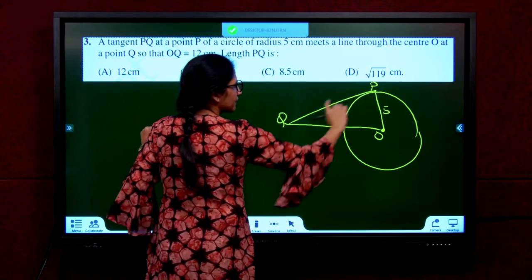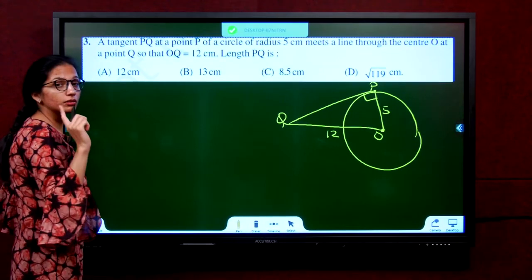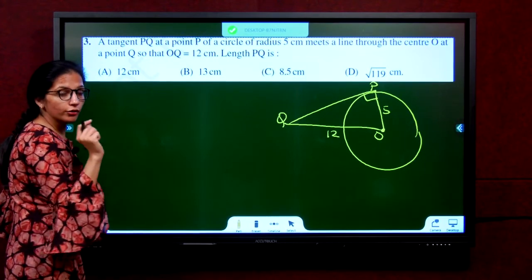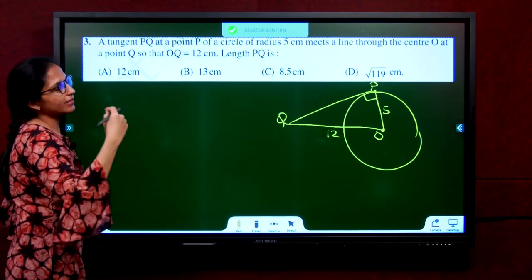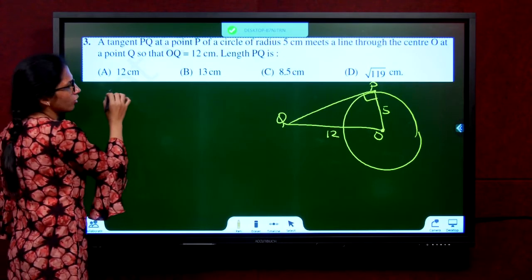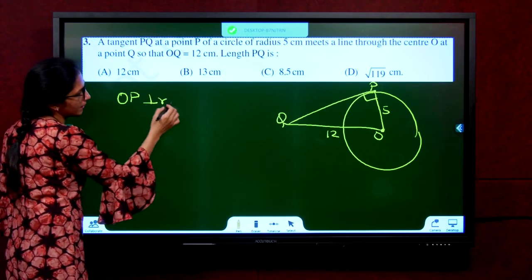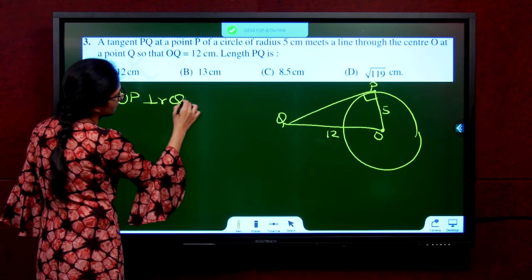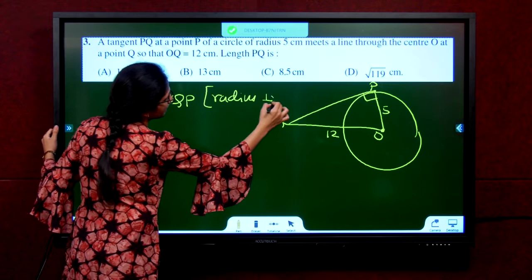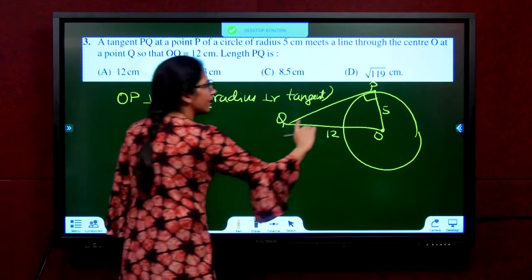We know that OP is perpendicular to PQ. Why? Because radius is always perpendicular to the tangent, theorem 1. You should not use those numbers, you have to state the theorem: radius is perpendicular to tangent at the point of contact. You have to write it. So first, what do we start with? OP is perpendicular to QP. Reason: radius is perpendicular to tangent. Now, this is a right angle triangle.